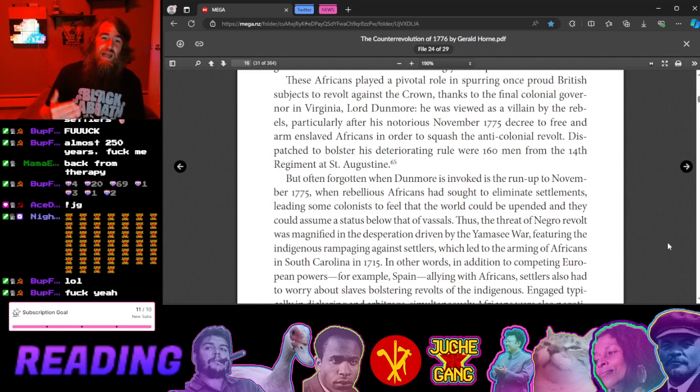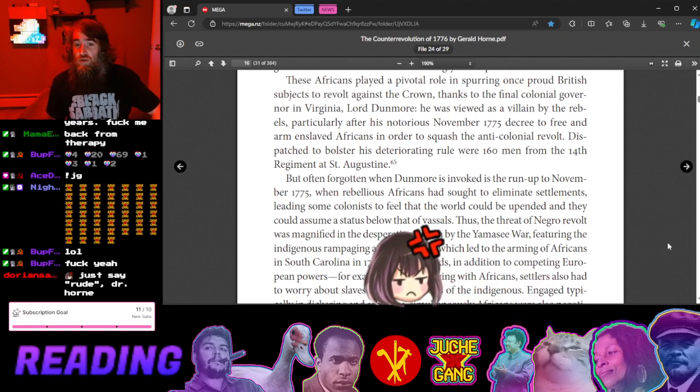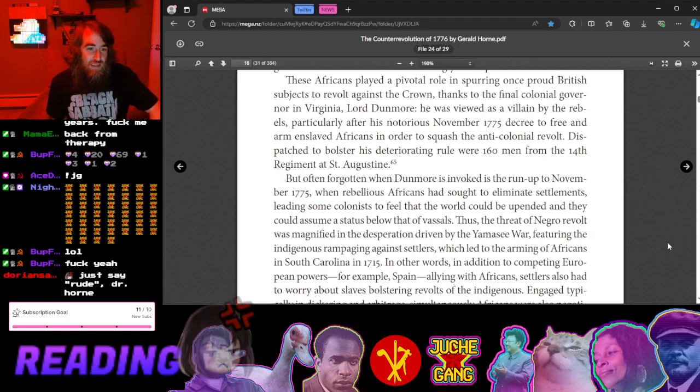These Africans played a pivotal role in spurring once proud British subjects to revolt against the crown, thanks to the final colonial governor in Virginia, Lord Dunmore. He was viewed as a villain by the rebels, particularly after his notorious November 1775 decree to free and arm enslaved Africans in order to squash the anti-colonial revolt. Dispatched to bolster his deteriorating rule were 160 men from the 14th Regiment of St. Augustine.